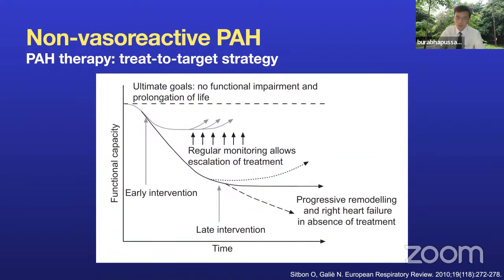It means that we have to keep the patient at a very good functional capacity for as long as possible. Because if we let the patient drop from the optimal level of functional capacity, it's very difficult for us to make them go up again. So the concept of PAH therapy is to keep the patient in the low risk category as long as possible. And to do so, we have to give the PAH drugs early and aggressively.